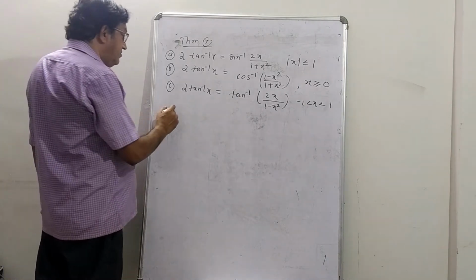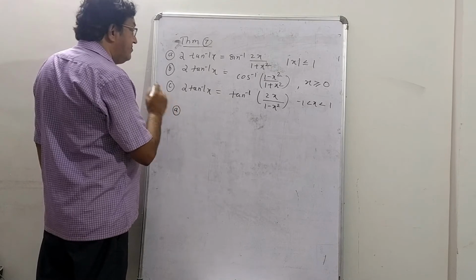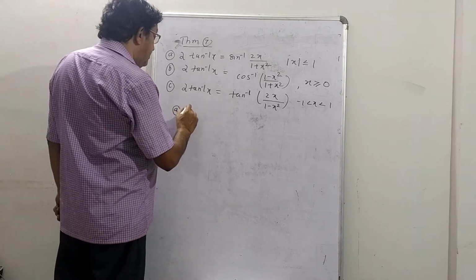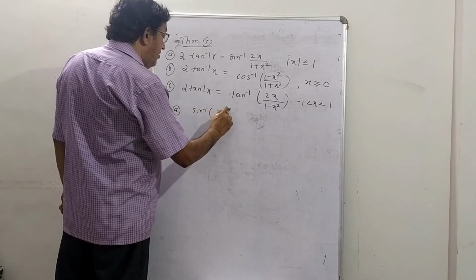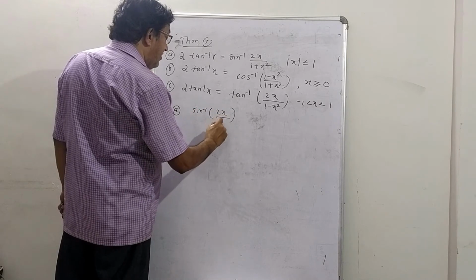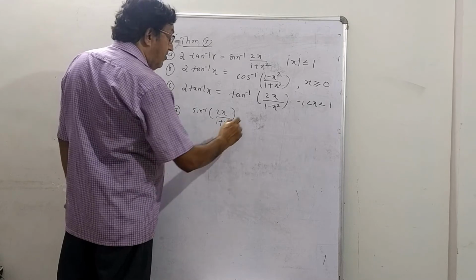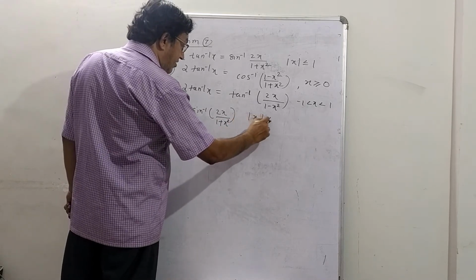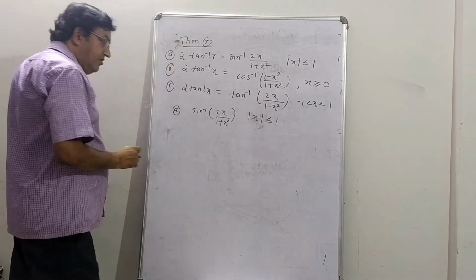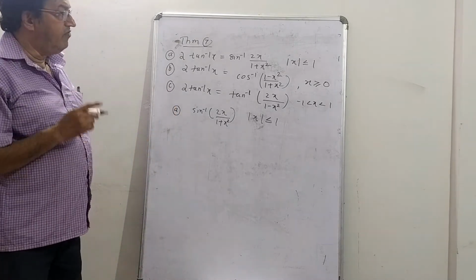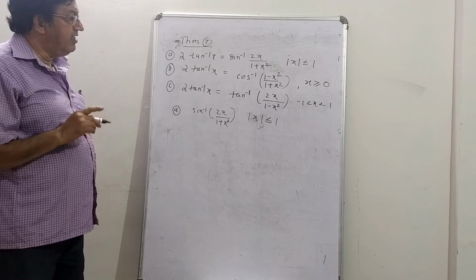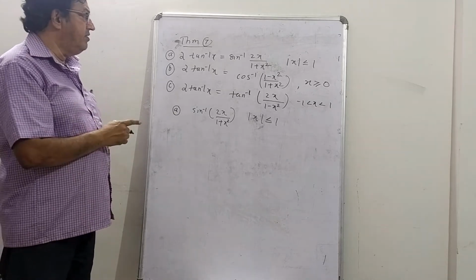So first one, A part: sine inverse of 2x upon 1 plus x square for mod of x less than or equal to 1. Here the proof is a bit different. We have to go for substitution. Since for the left hand side there are different methods, we'll go for the simple method.